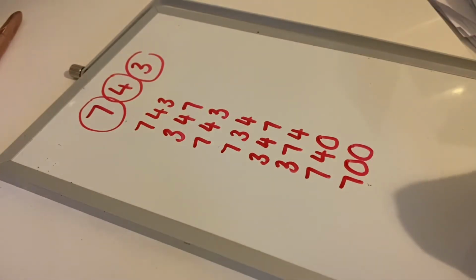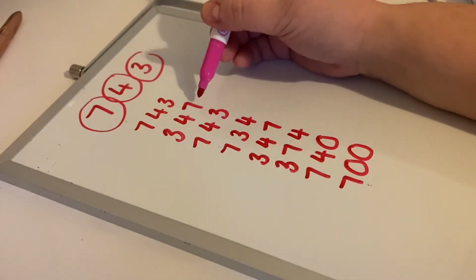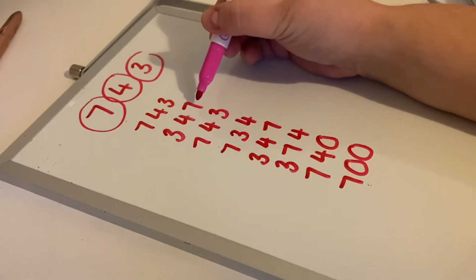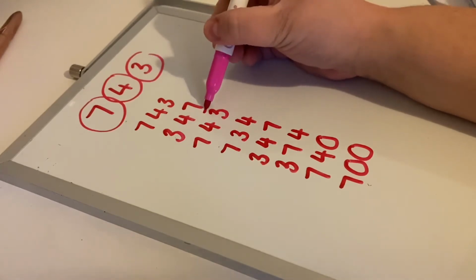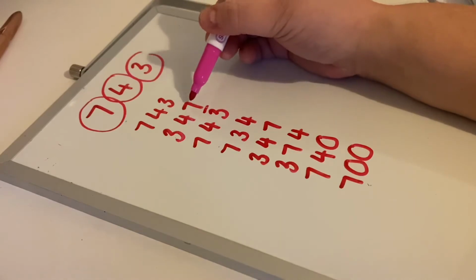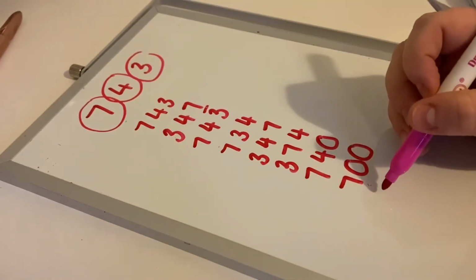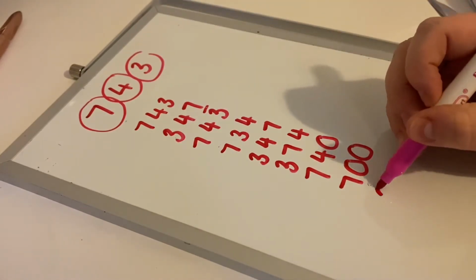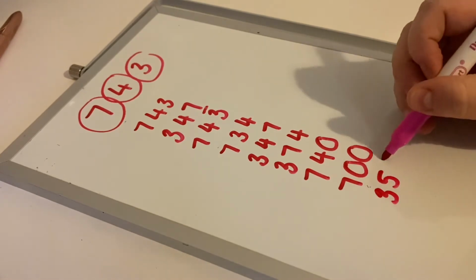And then 2 more, we've got the smallest 3-digit number rounded to the nearest 10. So here we've got the smallest 3-digit number. To the nearest 10, we look at the units digit, which is a 7, which would round up. So that means the smallest 3-digit number rounded to the nearest 10 is 350.